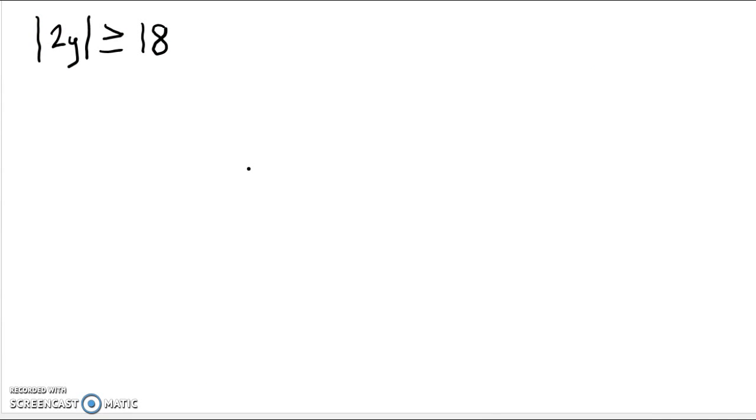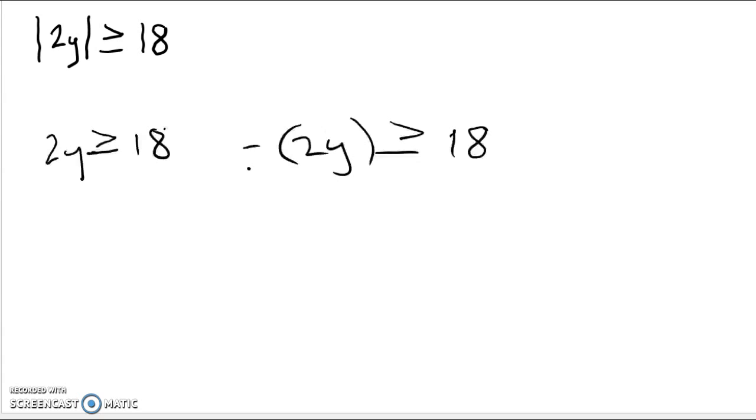This is an "or" situation. Spoiler alert, if you have a greater than or greater than or equal to, facing the variable, then it's going to be an "or". So, in order to solve this, set up your two equations. On this equation, I'm going to divide both sides by 2. It's a positive, so it's not going to affect the inequality sign. So it's going to be y is greater than or equal to 9.